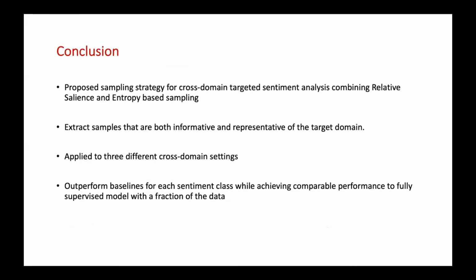So in conclusion, we were able to propose a sampling strategy which captured both informativeness and representativeness of the target domain. It utilized entropy-based sampling as well as a relative salience-based methodology. We experimented with 3 different academic data sets across 3 cross-domain settings. We find our method to outperform baselines for each sentiment class. It also, interestingly, achieves comparable performance to a fully supervised setting with just a fraction of the training data.